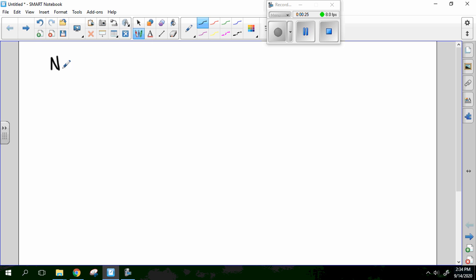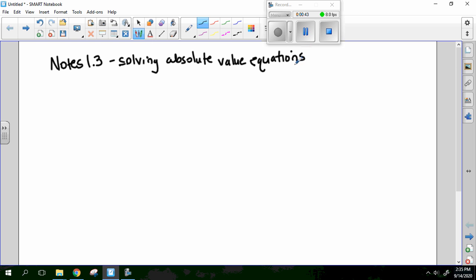So I want to first talk about section 1.3. All right, and that was solving absolute value equations. Okay, and what I mean by that is that you have some x's, right, and you have the absolute value in there, and you have to try to figure out what x is equal to. So there's a couple of steps that you should follow, all right, to get you started.